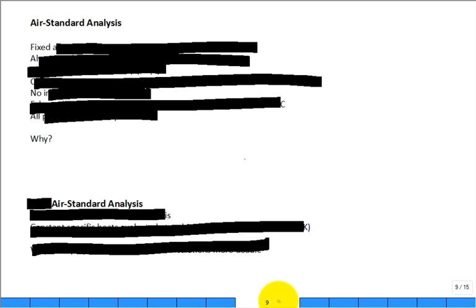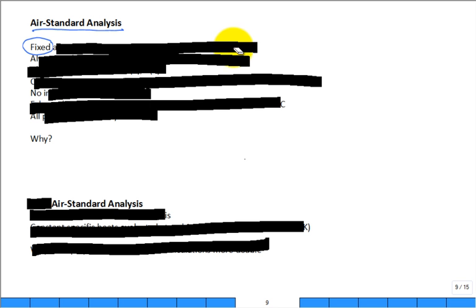So we want to analyze that system, and we have to introduce a simplification so that we can do the analysis. And so we introduced basically an air standard analysis. So what do you focus on?